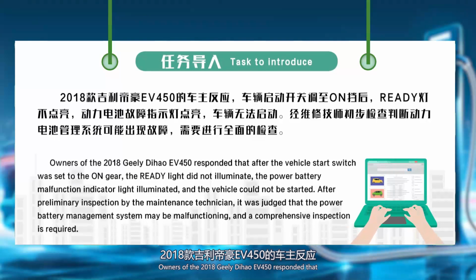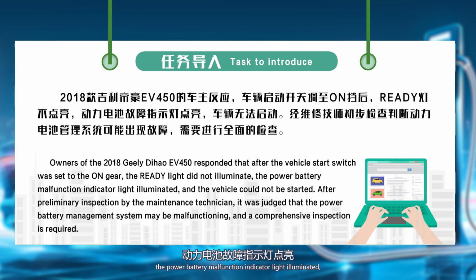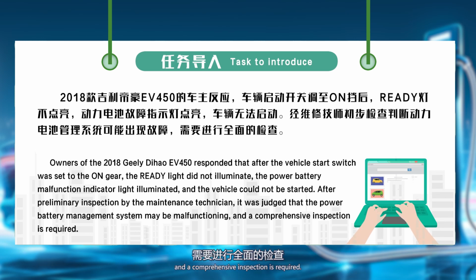Owners of the 2018 Geely DHAV450 responded that after the vehicle start switch was set to the on gear, the ready light did not illuminate. The power battery malfunction indicator light illuminated, and the vehicle could not be started. After preliminary inspection by the maintenance technician, it was judged that the power battery management system may be malfunctioning, and a comprehensive inspection is required.